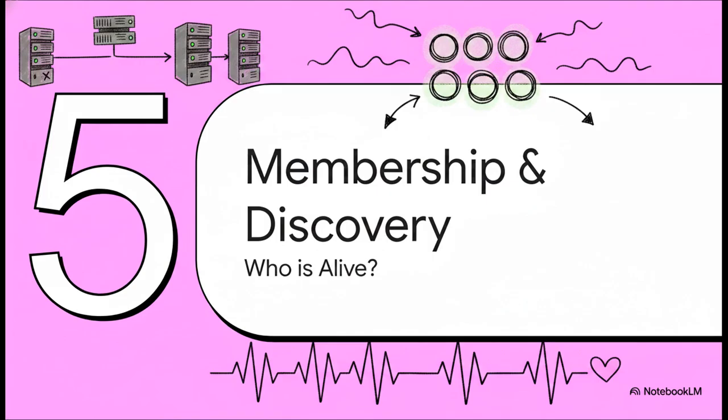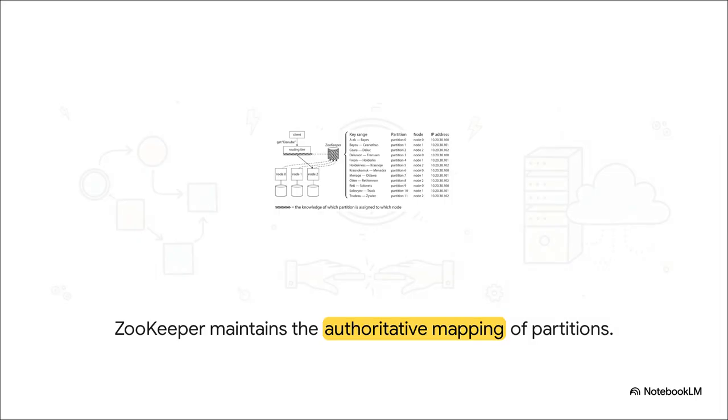Let's look at point 5, membership and service discovery, or simply, who is actually alive right now. In a large database, your data is partitioned across tons of different nodes. In cluster layouts, they change constantly. Zookeeper maintains the authoritative mapping of exactly which partition lives on which active IP address. The routing tier just subscribes to Zookeeper, mapping client requests perfectly to the right destination, even as the whole cluster shifts and heals behind the scenes.